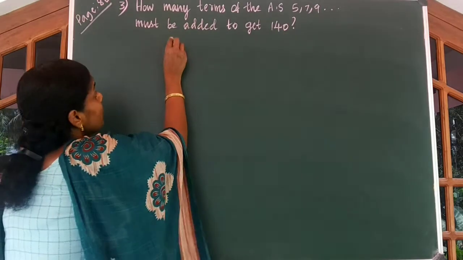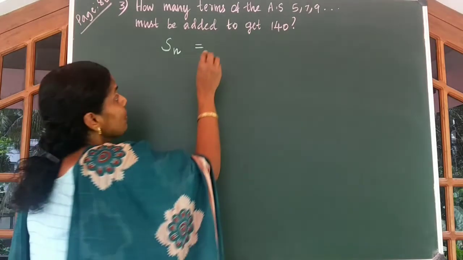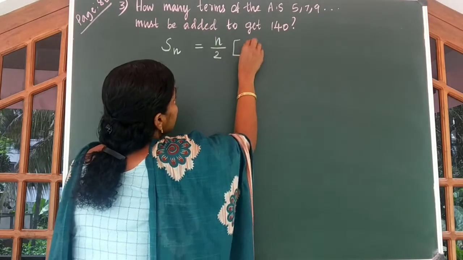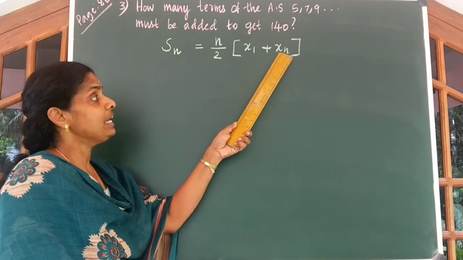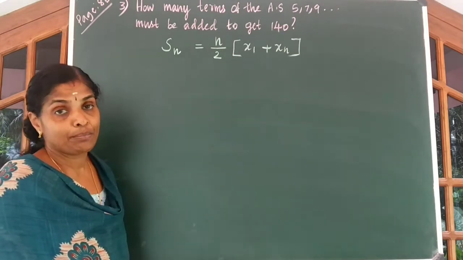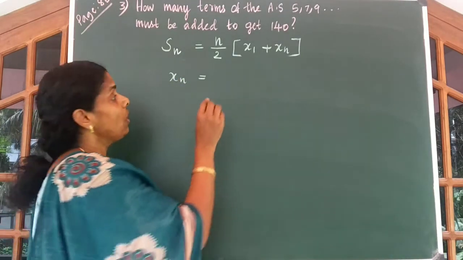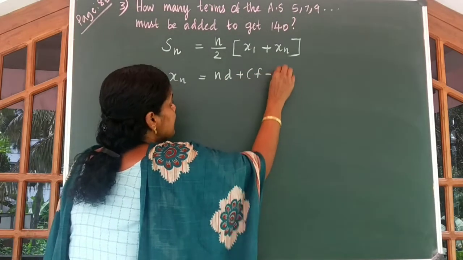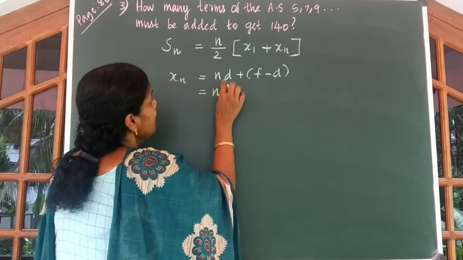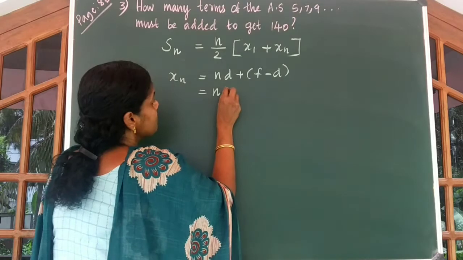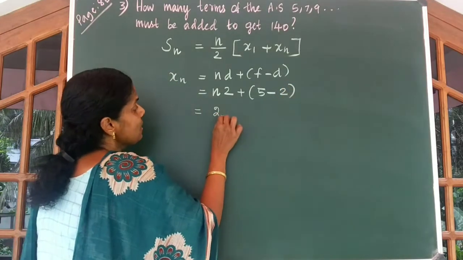We have studied sum of n terms, which is represented as Sn. Sum of n terms of an arithmetic sequence is got using our formula n by 2 into x1 plus xn, where x1 denotes the first term 5 and xn denotes the nth term. So to substitute in the formula, first of all we have to find out the nth term. So nth term of an arithmetic sequence is got using nd plus f minus d. Let us substitute difference and first term in this formula. So we get n. What is the difference here? 7 minus 5 gives you 2, plus first term is 5 minus difference is 2, or otherwise we write it as 2n plus 3.